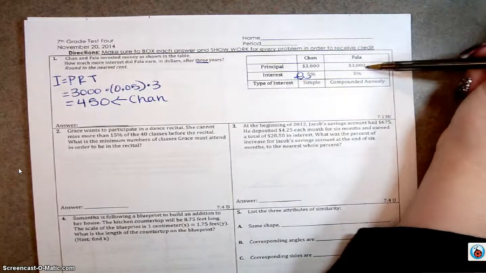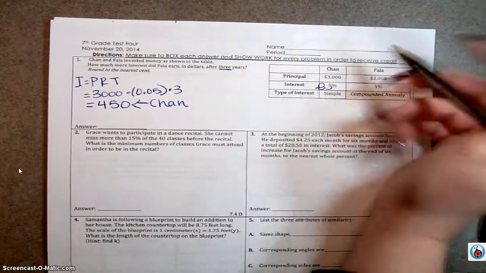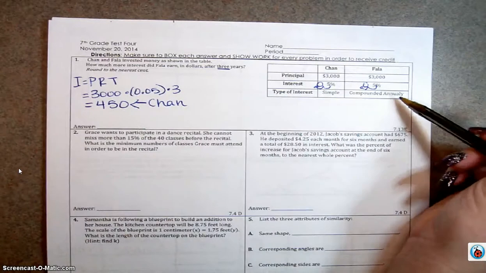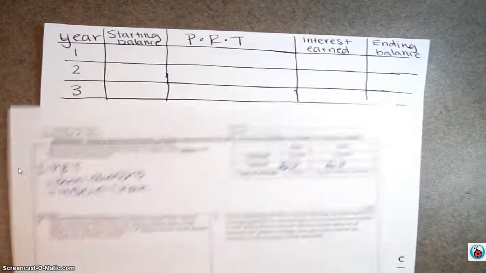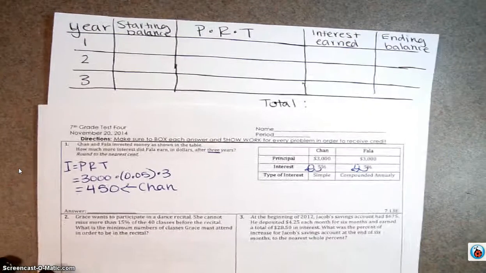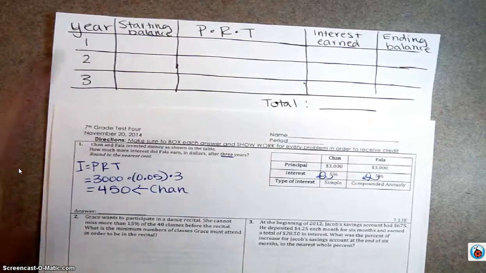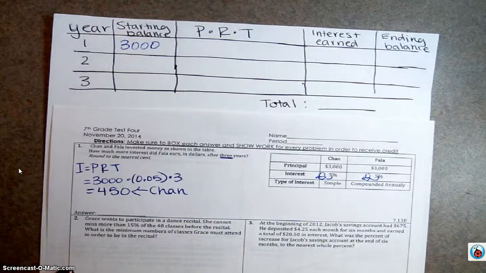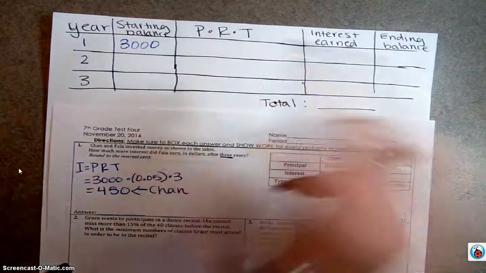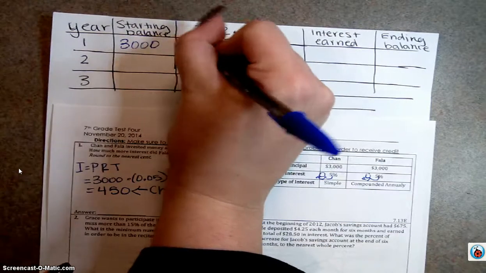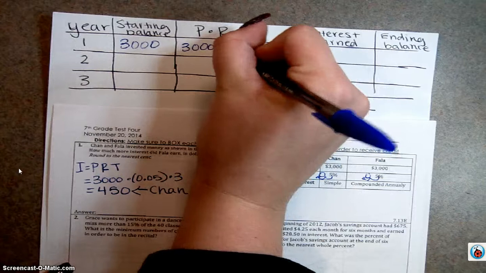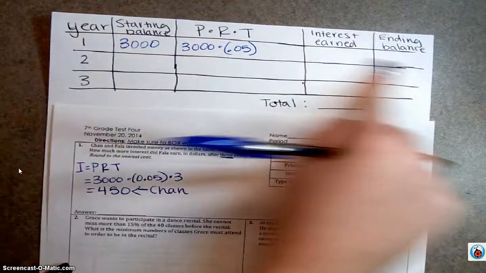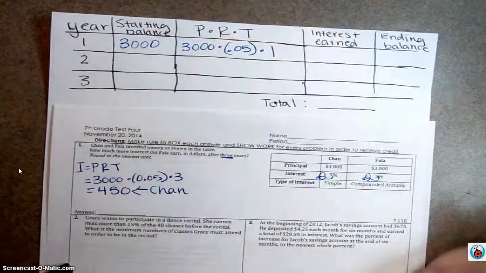Now look at Fala. She invested $3,000 at the same interest rate, but remember you move the decimal over still, so 0.05, compounded annually. Remember, for compound interest, you use the chart. So for year 1, her starting balance is $3,000. Okay? Her principal times her rate times her time. Let's write that. So 3,000. The rate is 0.05. And remember, in compound, this year is just 1, so times 1.